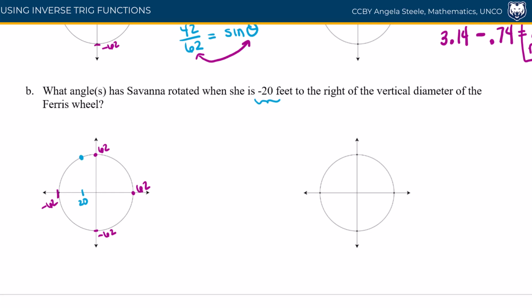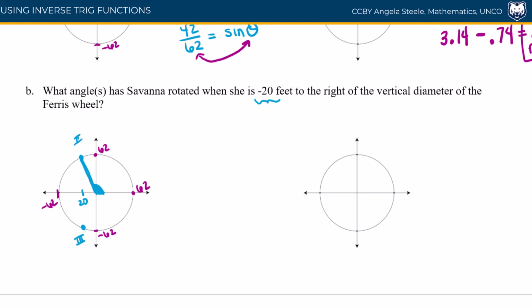So there are 2 points. The first one is going to be in quadrant 2, and then the second one is going to be in quadrant 3. So that means, again, we're going to be looking at 2 different angles for our solution. So I'm going to draw a line from the dot to the origin, and then we're looking at the angle from our 3 o'clock position.